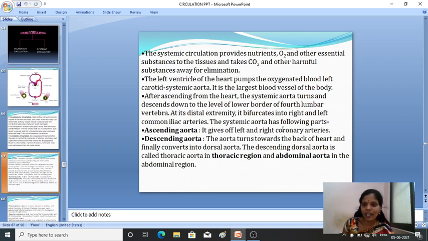Again, the systemic aorta has the following parts: the ascending aorta and the descending aorta. The ascending aorta gives off the left and right coronary arteries. In the descending aorta, the aorta turns towards the back of the heart and finally becomes the dorsal aorta. The descending dorsal aorta is called the thoracic aorta in the thoracic region, and the abdominal aorta in the abdominal region. Fine.